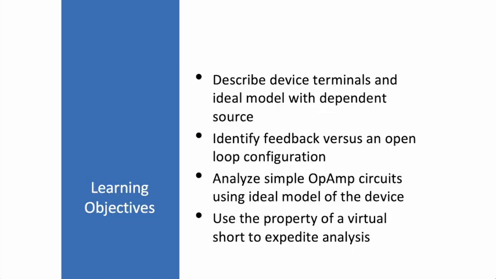All right, so we talked about the device terminals and its ideal model that involves a dependent source. We talked about identifying a feedback configuration versus an open loop configuration. The feedback configuration will have some element in between the output and the input. We also talked about analyzing simple op-amp circuits using the ideal model. And we talked about the property of a virtual short between the inputs in order to expedite the analysis.